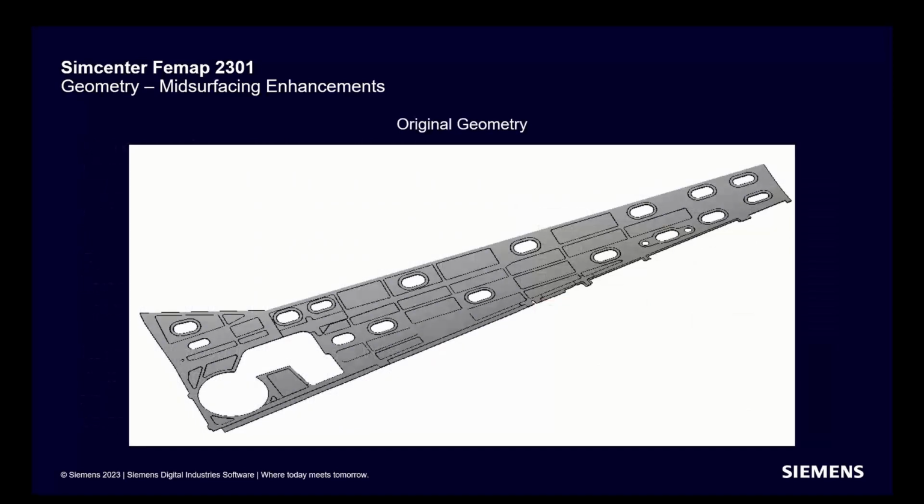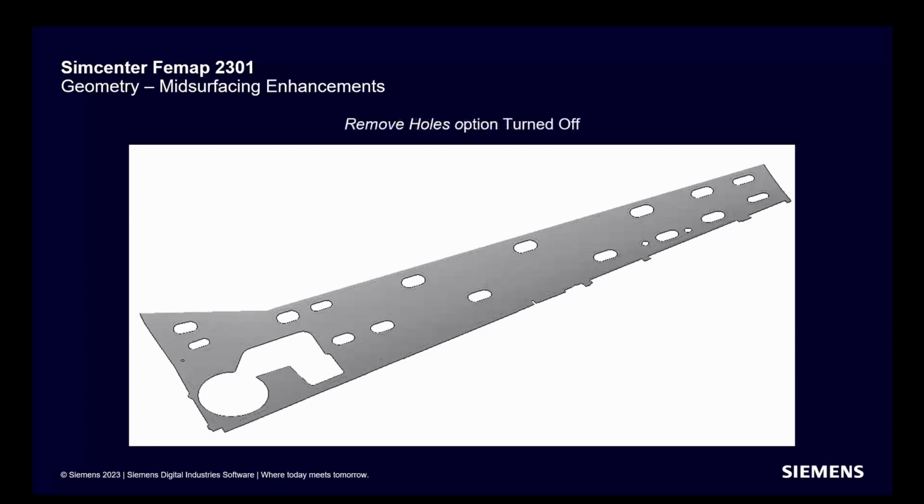So here's some geometry, a little demo that we have. You can see there's a lot of holes. There's also a lot of just different sections of thickness. So depending on what Femap identifies as the midplane, you could cut through a lot of different thicknesses of the part and end up picking up on holes or leaving holes out. So if you leave the remove holes option turned off, this is what you'll get.